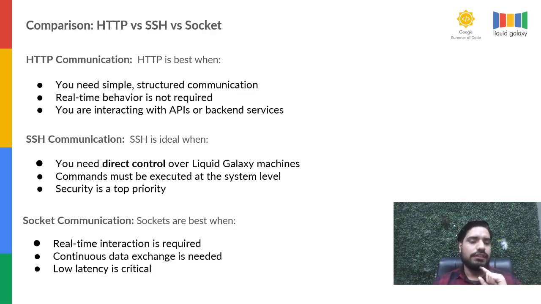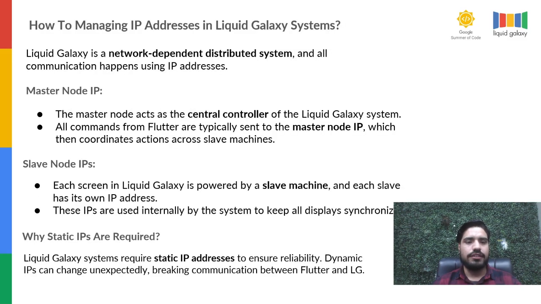Next is socket communication. Socket communication is best when real-time interaction is required, continuous data exchange is needed, and low latency is critical. This is also best for real-time communication between both parties. And when there is continued data exchange between both parties, then this socket connection is also good for real-time interaction.